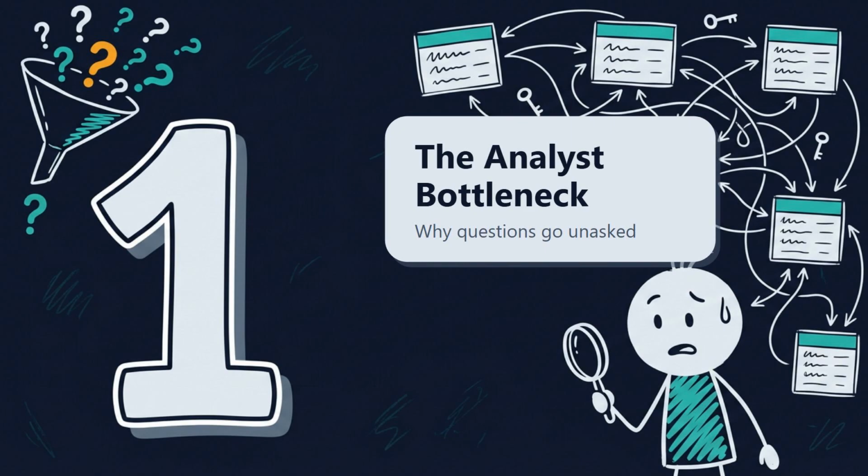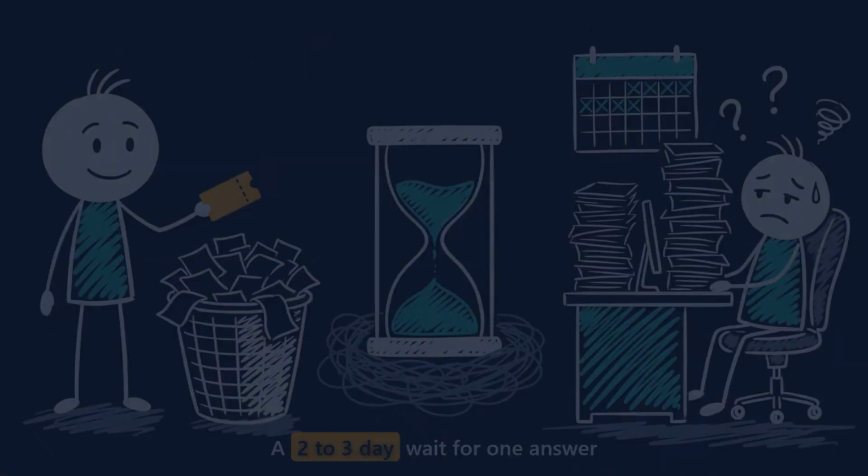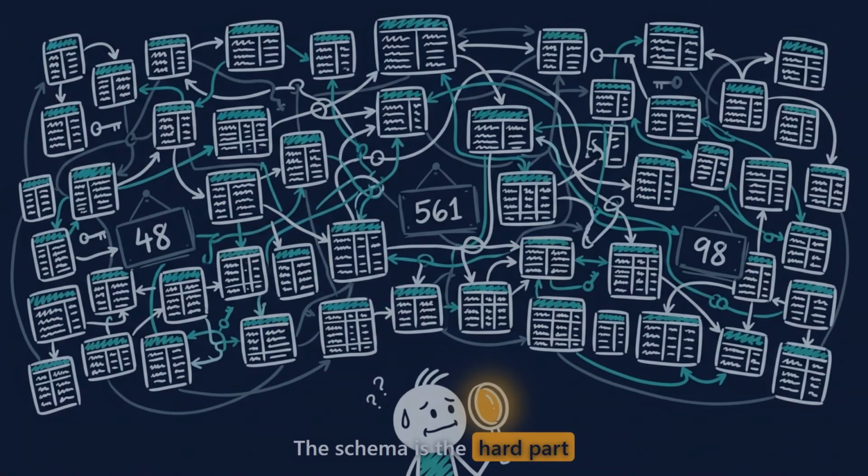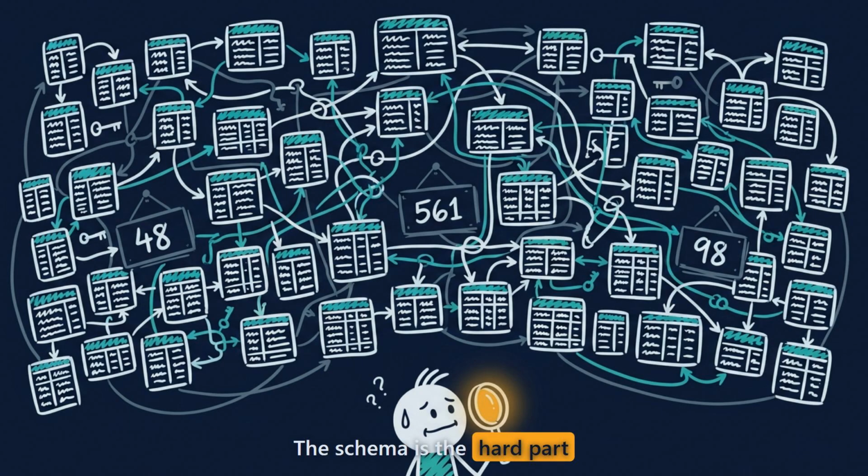Section 1. The analyst bottleneck, or why good questions go unasked. Because to understand why any of this matters, you first have to feel the pain of a normal enterprise database. A sales manager wants to know which customers are most profitable. Today, that means filing a ticket, waiting 2 to 3 days for an analyst, and hoping the query comes back right on the first try. And the analyst is not being slow.